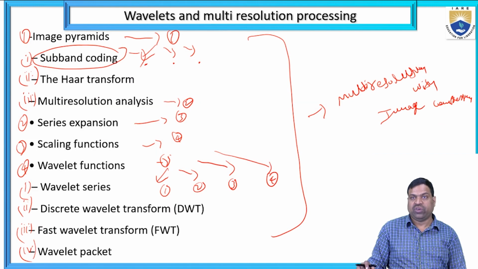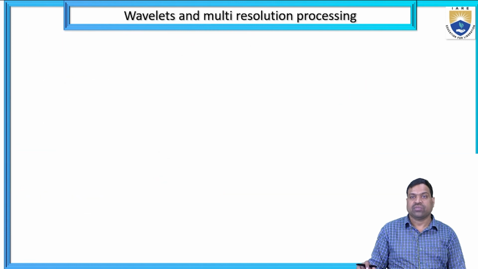What are the types of filters or types of wavelets or multi-resolutions for image compression? These are the types: image pyramid, subband coding, Haar transform, multi-resolution analysis, series expansion, scaling function, wavelet series, discrete wavelet transform, fast wavelet transform, wavelet packets.